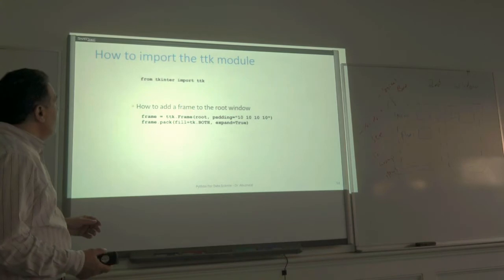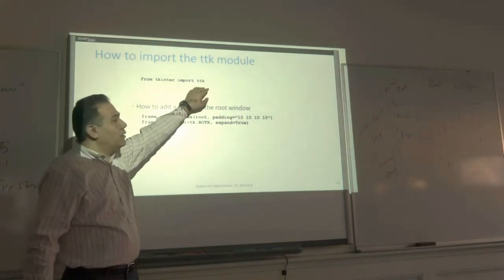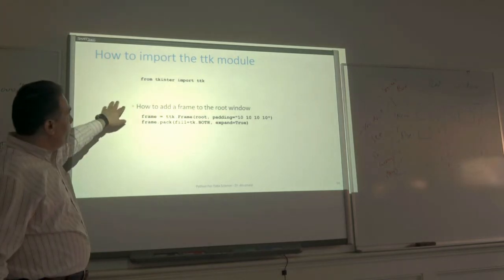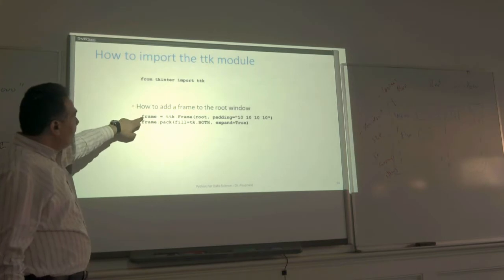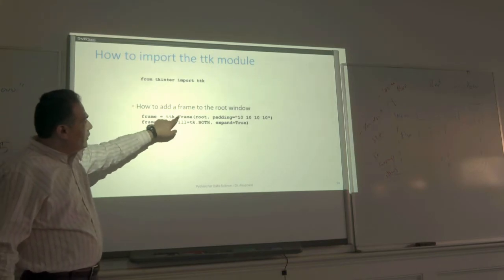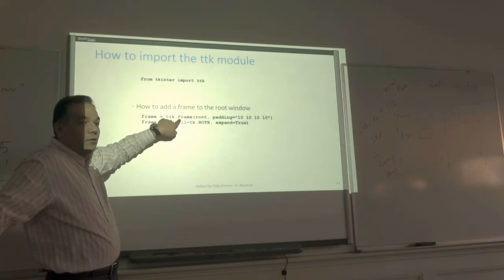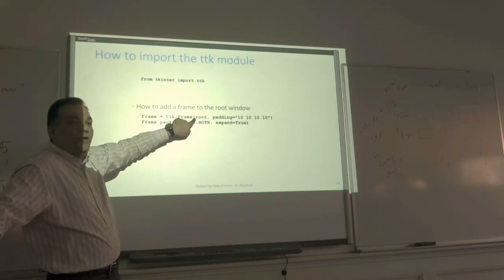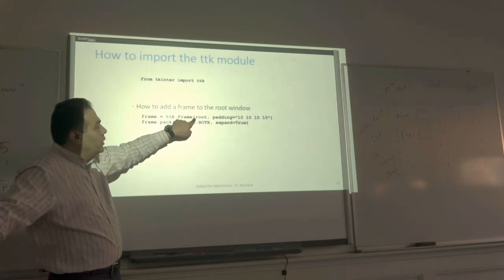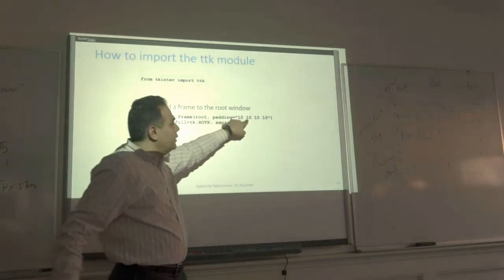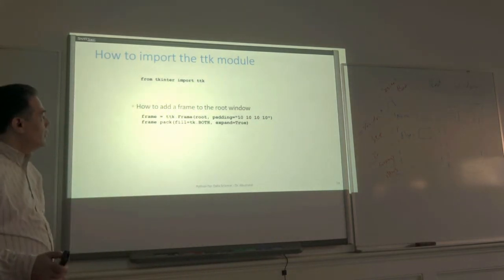So let's take an example. From tkinter, import ttk. All right? So what does ttk include? The widgets. All right. So we create a frame. ttk.Frame. The frame, where is it located? On the parent. What's the parent? The root. What is the root? The main window. And I'm creating a padding of 10, 10, 10, 10 from the four sides, right?